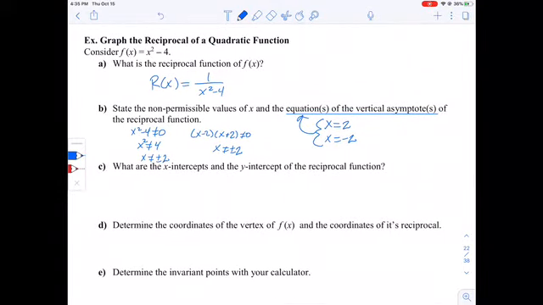What are the x-intercepts and the y-intercepts of the reciprocal function? Well, that's kind of a trick question. There are no x-intercepts, because on the x-axis, y is equal to 0, and 1 over 0 is undefined. Therefore, no x-intercepts.